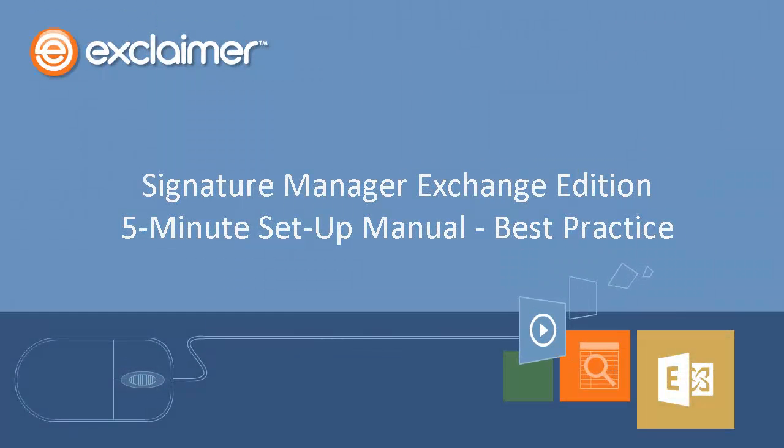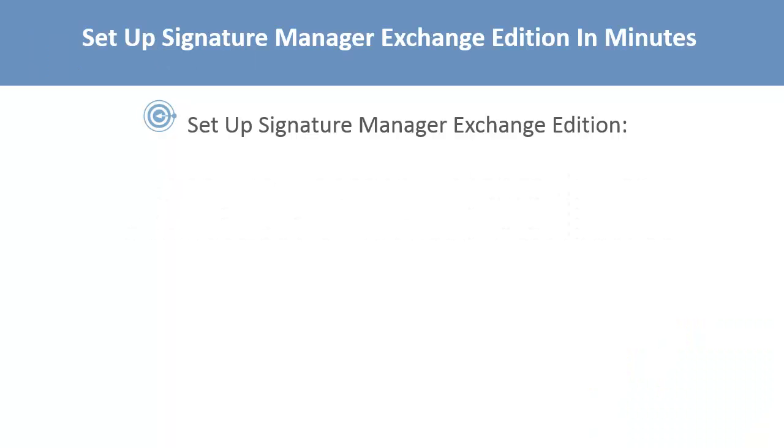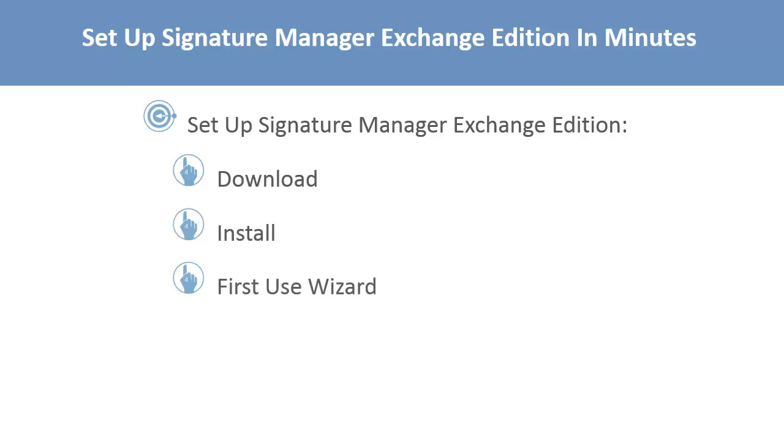In this video, I'm going to show you how to set up Signature Manager Exchange Edition in minutes. I'll start by downloading the software, I'll show you how to install it, then we'll go through the first use wizard. I'll also set up our sent items update service so you can see how an email looked with the signature on it in your sent items. And lastly, I'll test that feature in Outlook. Let's get started.